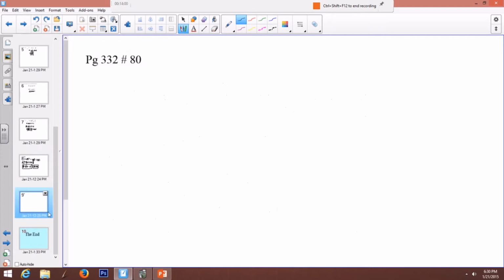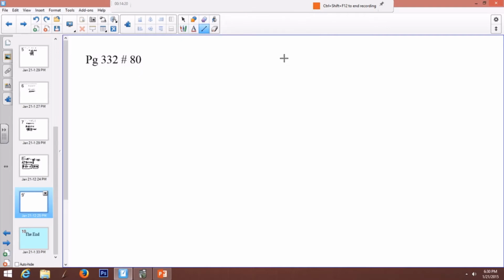All right, last one for today. Looking at number 80, and both of these two came from page 332. In number 80, they ask us to find the equation of a tangent line at the given point, and then they want us to use a graphing utility. So we're back to finding the slope of a tangent line.